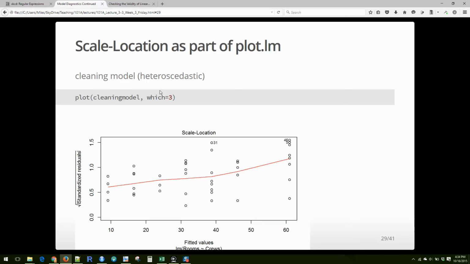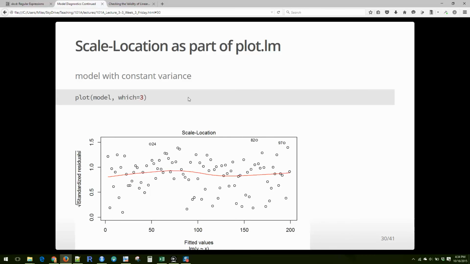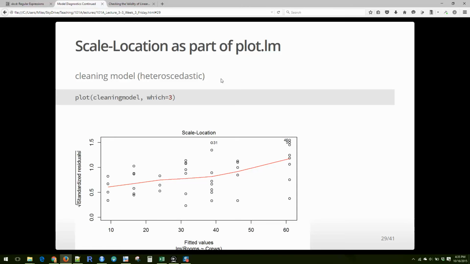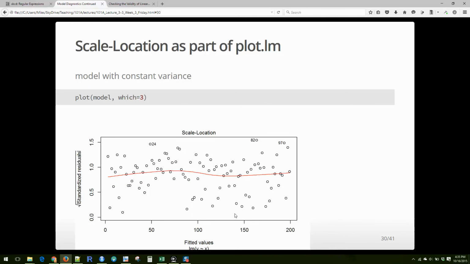Okay, so this is heteroskedastic. Heteroskedasticity is just the long word to say non-constant variance. Okay, constant variance, this is what our scale location plot looks like. So with the lowess line, it's not perfectly flat, but it looks pretty close to flat. And again, just as you look at more and more plots, your eyes will start to recognize, hey, this looks like there's a slope. This looks pretty flat.